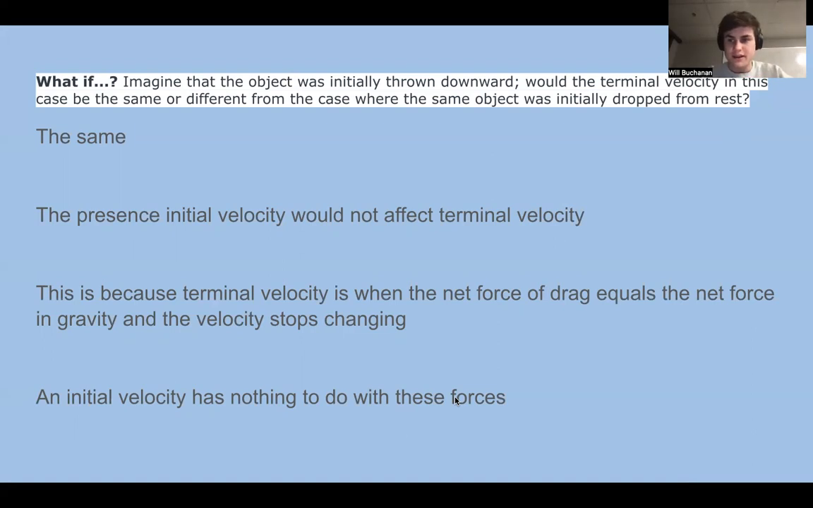So whether you threw it really hard or just dropped it, terminal velocity would not change because it's just a matter of the forces.